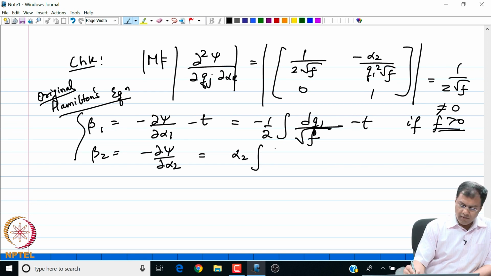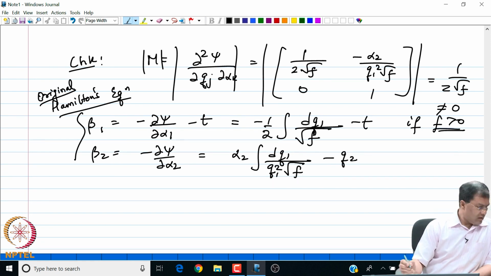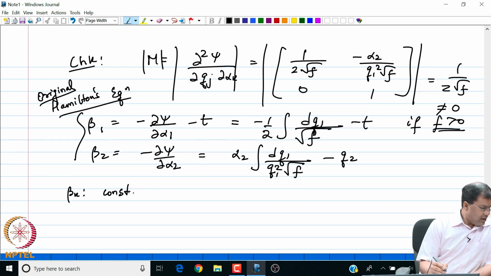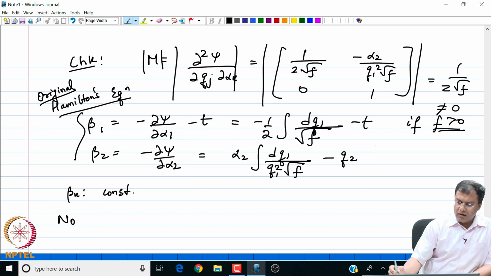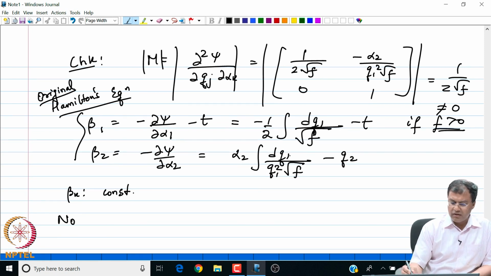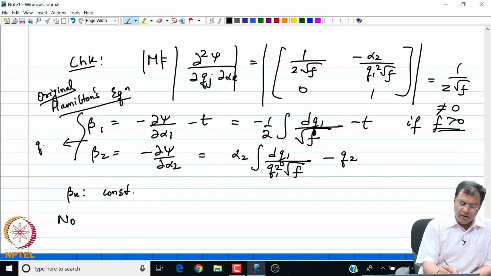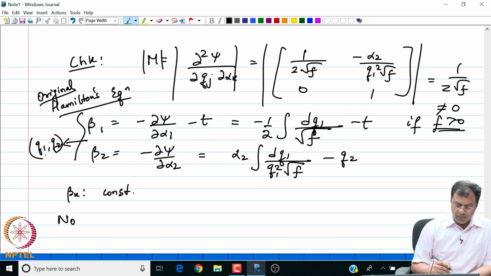So this is the integral of dq1 by q1 square root f minus q2, where my β_k's are constants. So that is the end of the problem. The final step of the problem involves inverting these two relations to find my q1 and q2, which is my extremal to the Hamiltonian system.